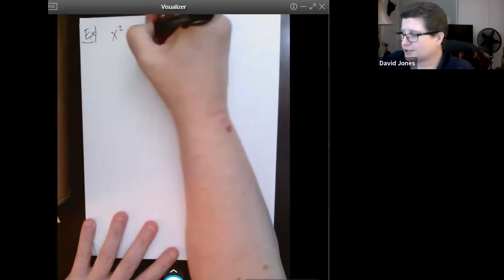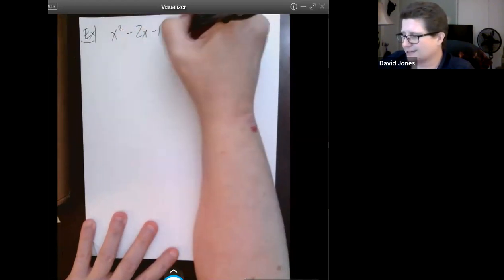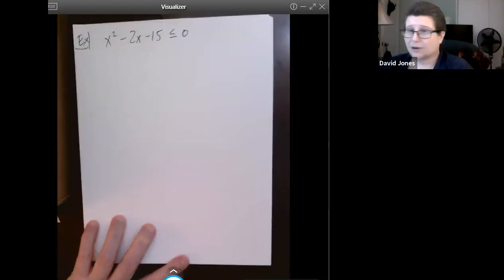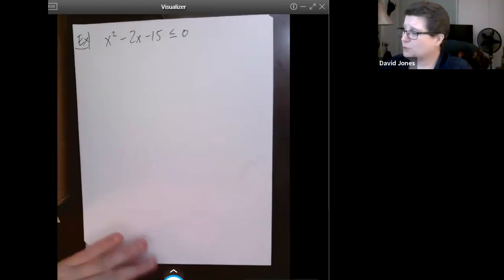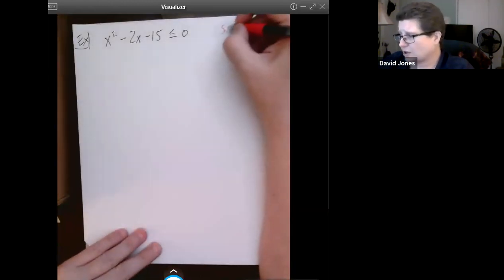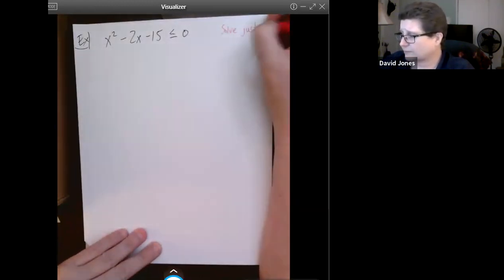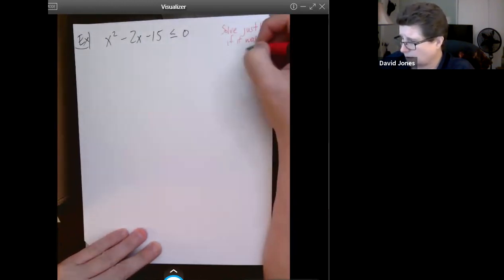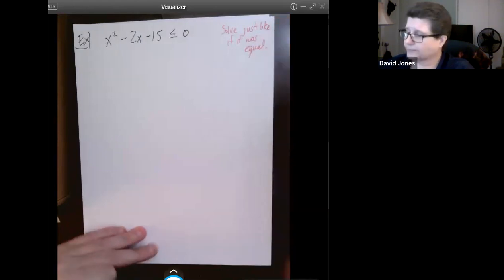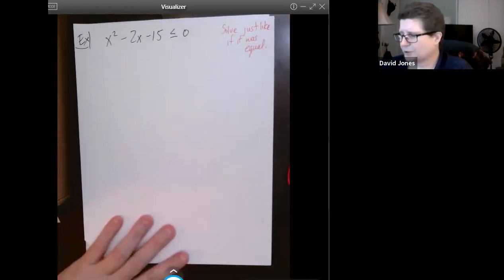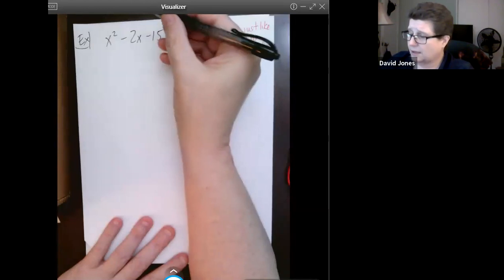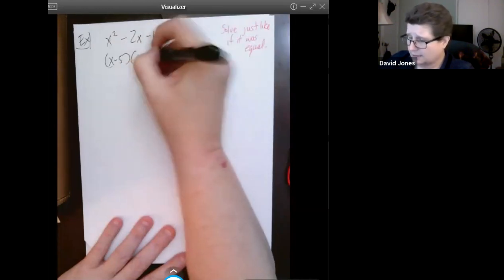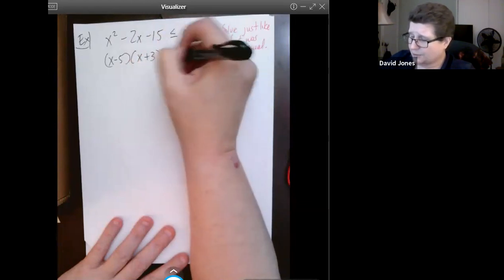x squared minus 2x minus 15 is less than or equal to 0. We're going to solve it just like there's an equal sign in there. Solve just like if it was equal. That means I'm going to factor it. And I get x minus 5 times x plus 3 is less than or equal to 0.